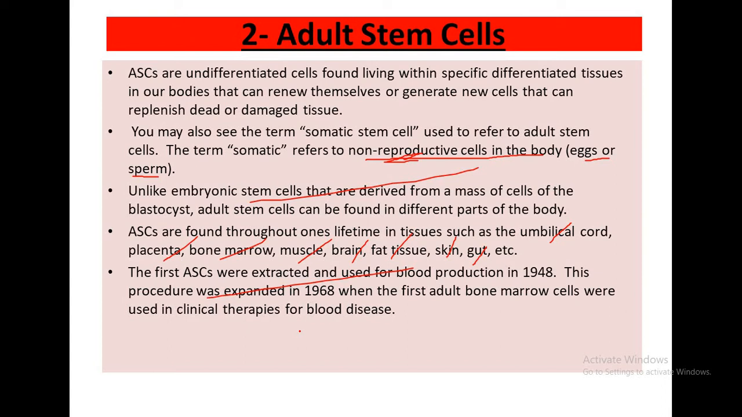The first adult stem cells were extracted and used for blood production in 1948, and this procedure was expanded in 1968 when the first adult bone marrow cells were used in clinical therapies for blood disease. Now we will discuss the types of adult stem cells. Here the 5 types of adult stem cells are present.